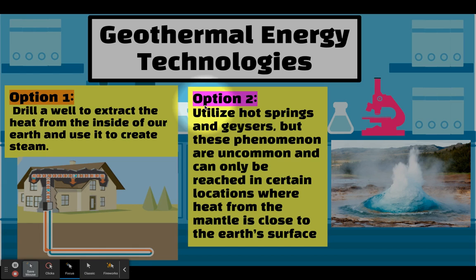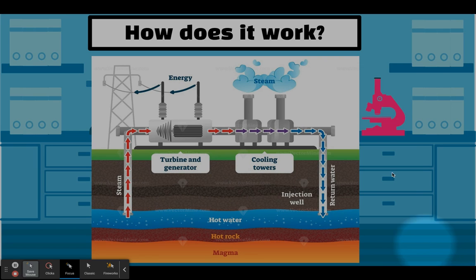For option two, humans can utilize hot springs and geysers. But you have to keep in mind that these phenomena are uncommon and can only be reached in certain locations where the heat from the mantle is very close to the Earth's surface. Again, if you're a neighbor to a volcano, this may work. And that's why you see a lot of communities built up near volcanoes. It might seem silly or it might seem dangerous, but it also has many benefits.